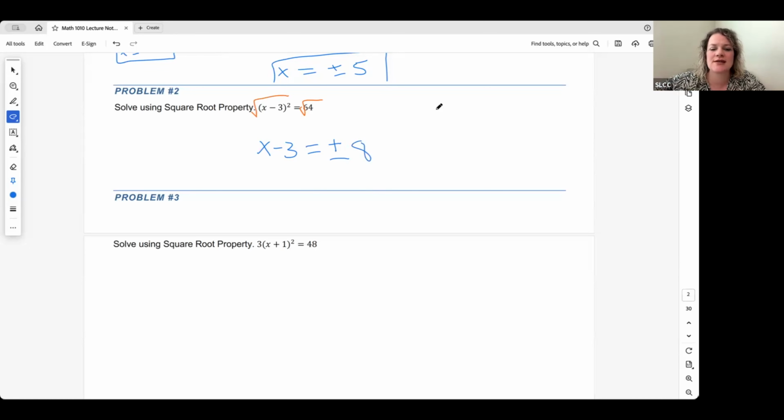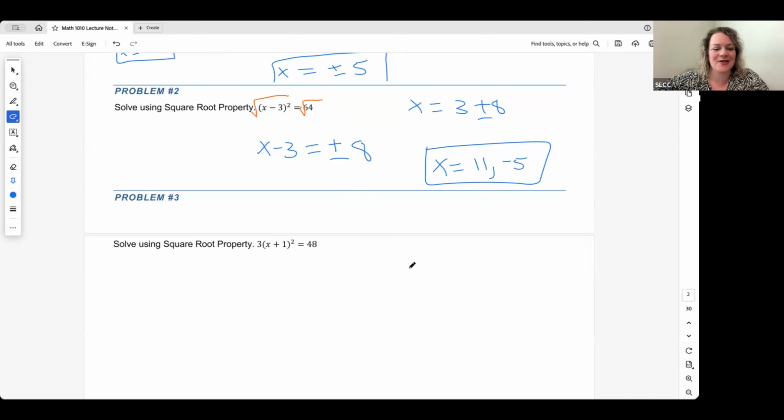So this tells me two things. I can add 3 to both sides, so x is equal to 3 plus 8, and x is equal to 3 minus 8. So what are my x values? 3 plus 8 is 11, and 3 minus 8 is -5. There are two x values that will make this statement true. All right. Remember, you can plug those in and make sure you're right. If I plug in -5, I get -8 squared, 64. If I plug in 11, I get +8 squared, 64. So I know I'm doing it right.